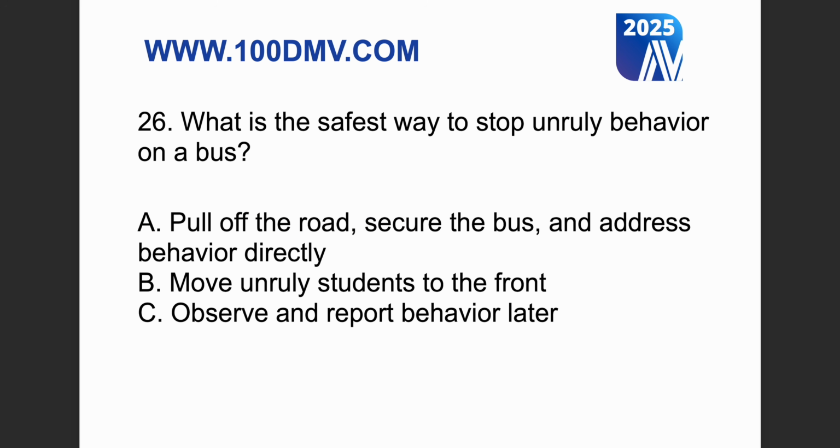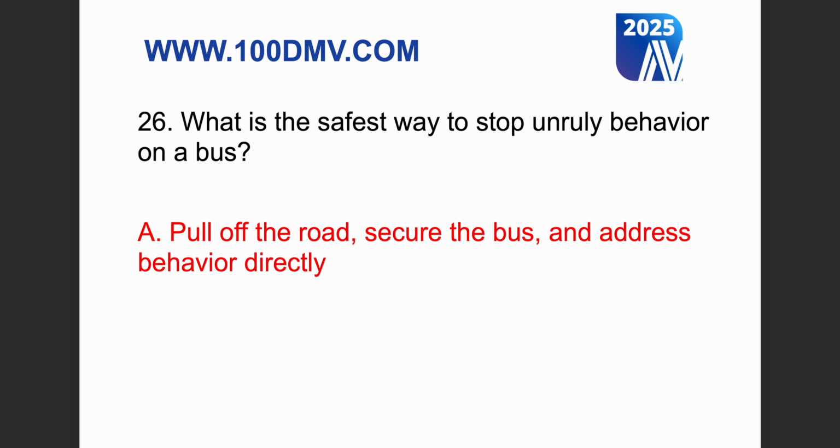26. What is the safest way to stop unruly behavior on a bus? A. Pull off the road, secure the bus, and address behavior directly. B. Move unruly students to the front. C. Observe and report behavior later. Correct answer, A. Pull off the road, secure the bus, and address behavior directly.